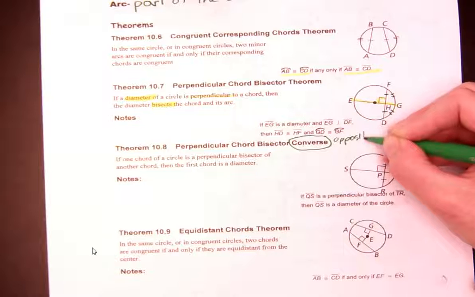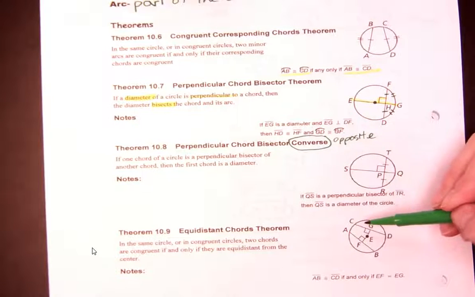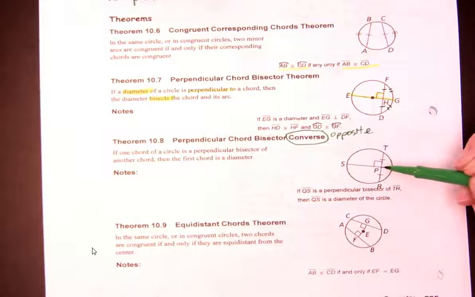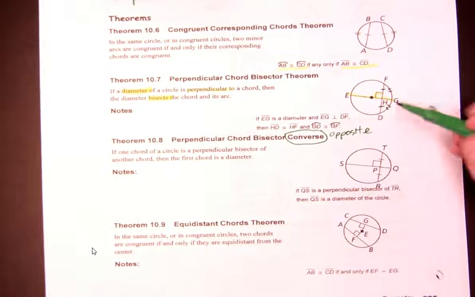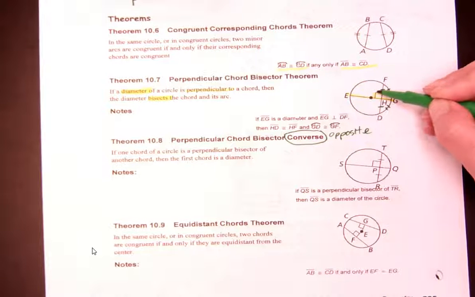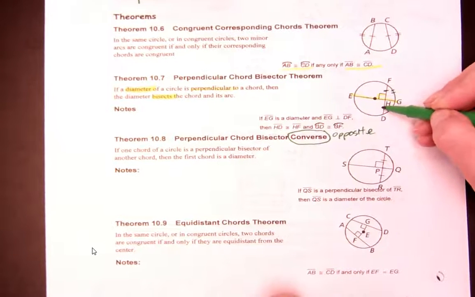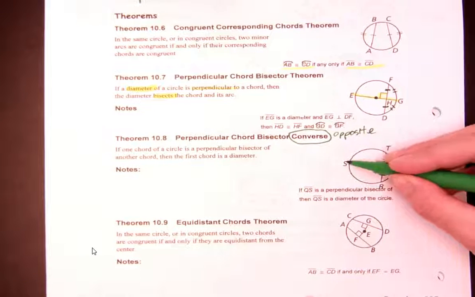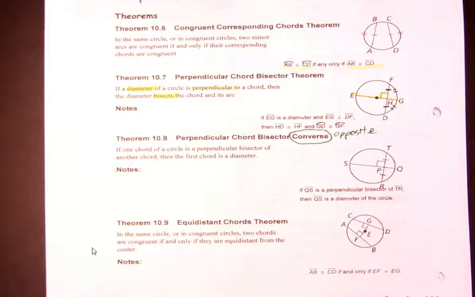Okay, so this is just stating it the other way around. If we know that it bisects, then we know this is the diameter. So do you see the difference between these two? Here it told us this is the diameter and perpendicular, therefore we know that these are congruent. Here we know that the chords are congruent, and therefore we know it's the diameter. So converse just means working it backwards.